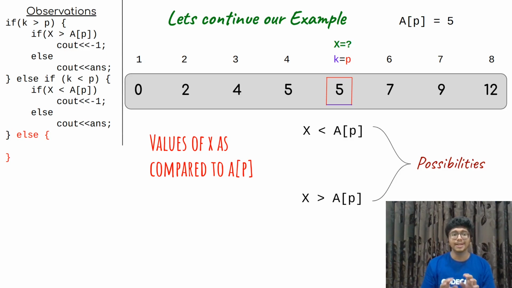Now finally we have explored all these possibilities when k is greater than p and k is less than p. Now let's move on to the else part, where the values of k and p are the same. So let's suppose that the index of k and p is exactly the same. So definitely a of p would be 5. Now let us compare the value of x with a of p. If you compare, there are again two possibilities: x is less than a of p, or x is greater than a of p.